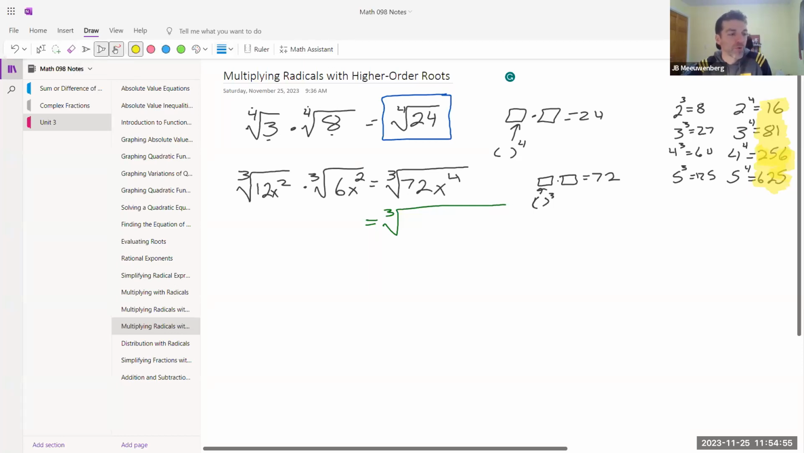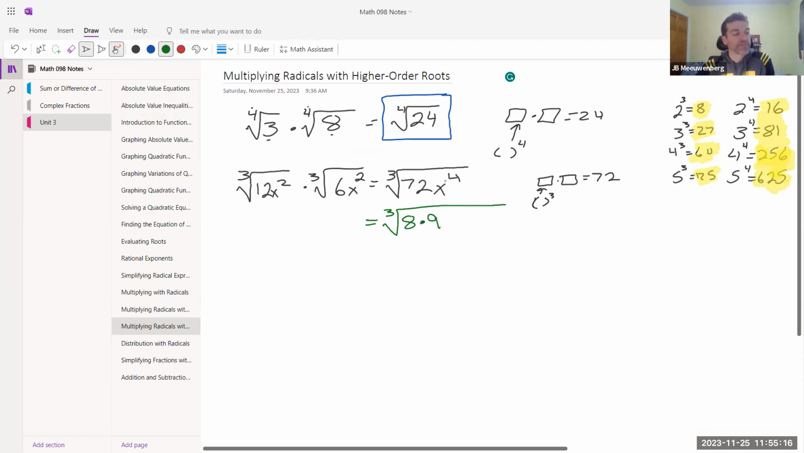So we are looking for one of these numbers, 8, 27, 64, 125. Are any of those factors of 72? And the answer is yes. The number 8 is a factor of 72. So we're going to rewrite the number 72 as 8 times 9.